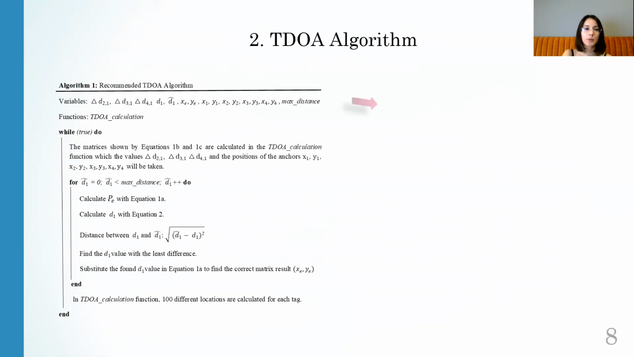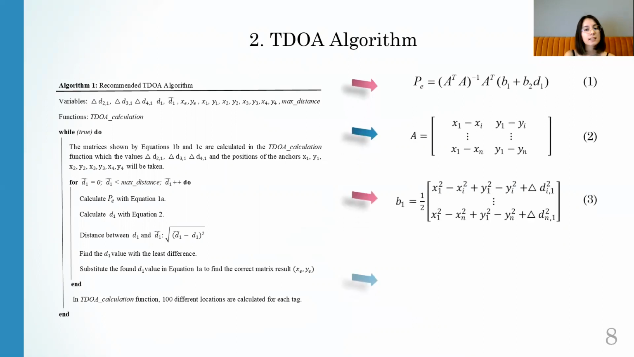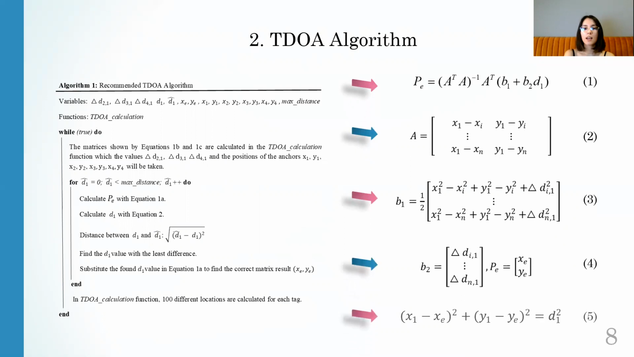In the TDOA method, after the tag sends a message to the anchors that are synchronized in terms of time, the location is calculated in the anchor with the TDOA algorithm. Equations to obtain the location are shown on the slide. If we talk about the algorithm I have developed, I will first mention some definitions.